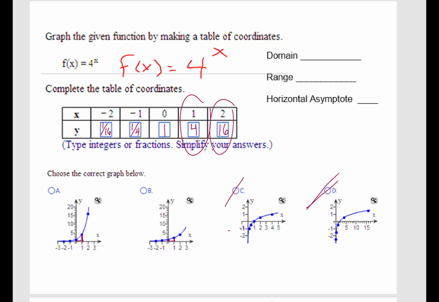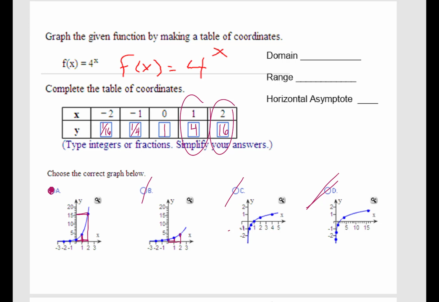So then I go to this point, (2, 16). So when x is 2, y should be 16. Okay, that matches, right? That's about 16. When x is 2 over here, y is only about 4. So we know that it's not that one, so A would be my answer.